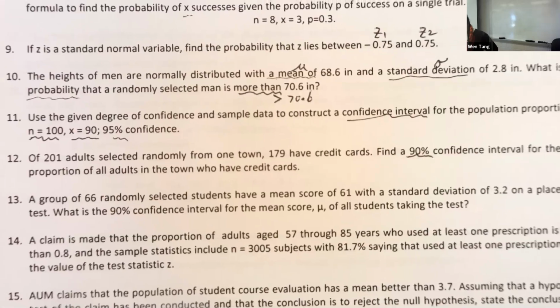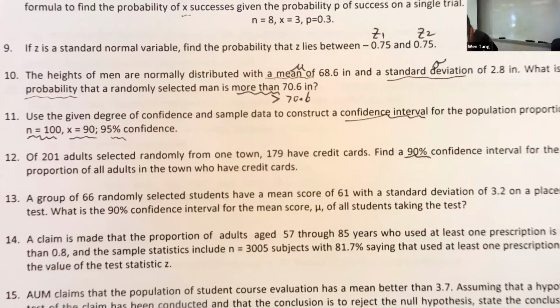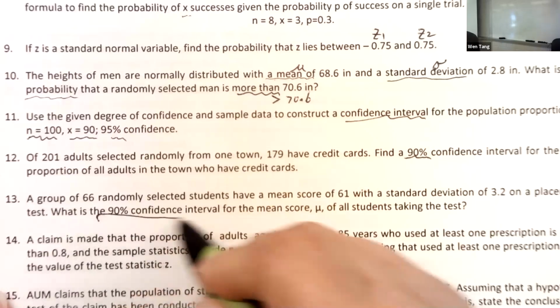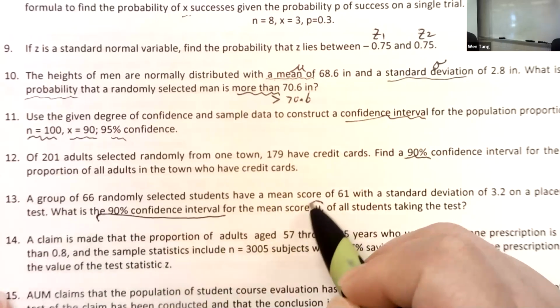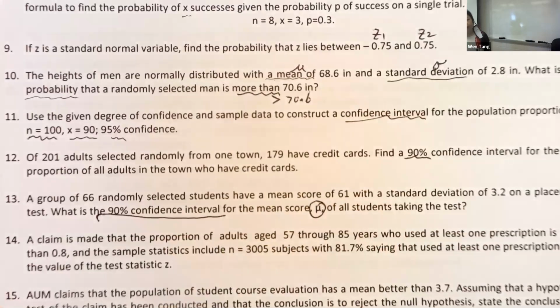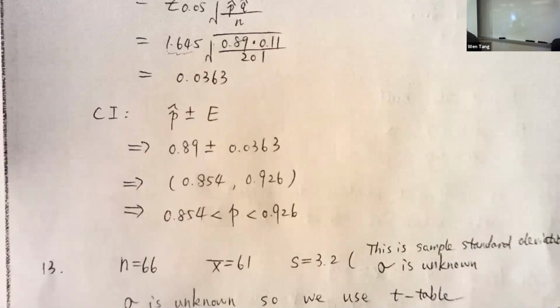Number 13. It's still about the confidence interval, but this time we're going to find the confidence interval for the mean, for mu. So this is another confidence interval, but it still follows the same steps. First, we're going to find the point estimate.